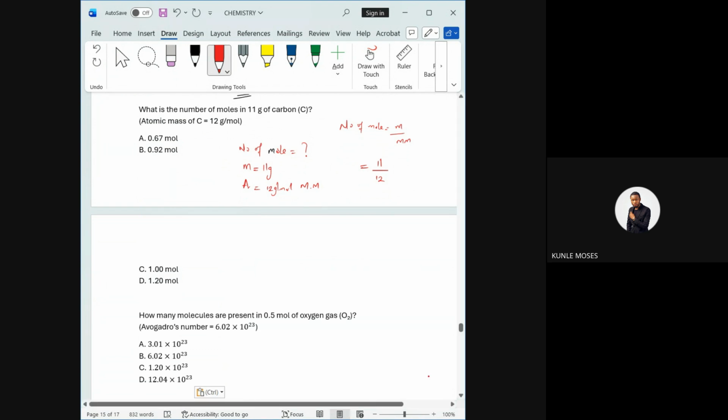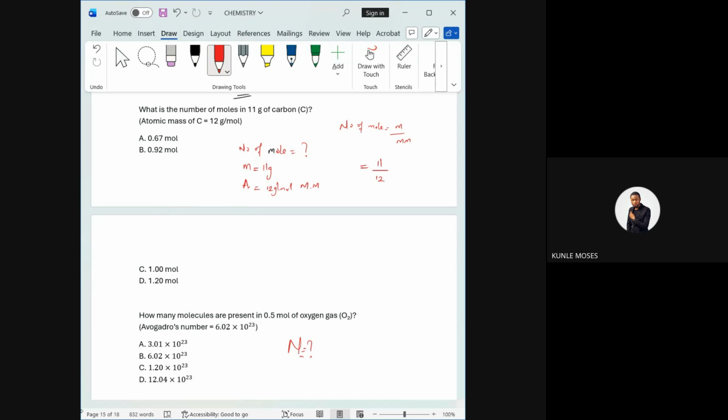Look at this. The question says, how many molecules are present in 0.5 mole of oxygen? And the Avogadro's number is 6.02 times 10 raised to the power 23. This is very simple. They want us to get the number of molecules, which is N, right? Capital letter N. Capital letter N is okay. Molecules are present in 0.5 mole of oxygen gas.